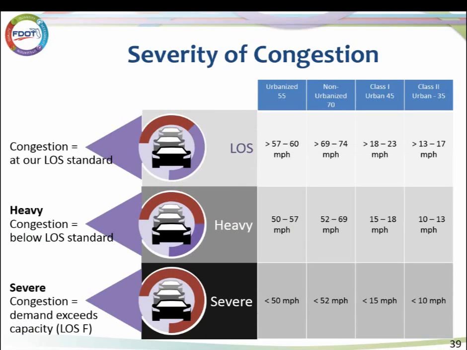Here is further clarification on congestion definitions. Congestion occurs when traffic conditions are at Florida DOT's level of service thresholds. This would be the equivalent of traveling 69 miles per hour on a rural freeway. Heavy congestion exists when traffic conditions are below Florida DOT's LOS thresholds. An example is traveling at an average speed of 18 miles per hour on a high-speed suburban arterial. And severe congestion exists in oversaturated conditions when volume exceeds capacity or in level of service F conditions.